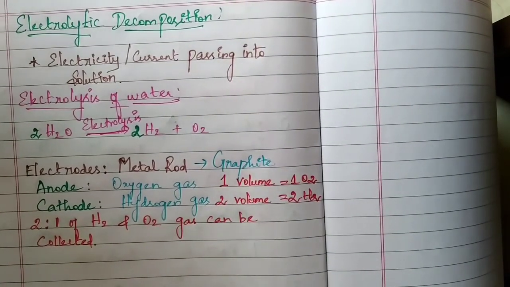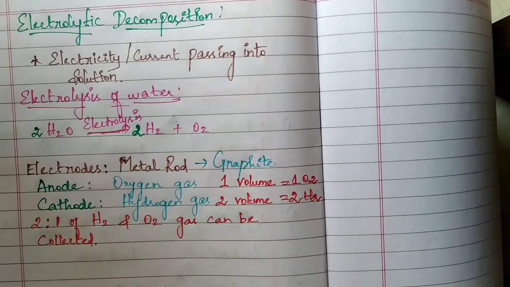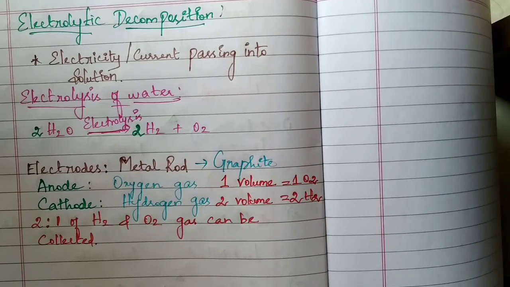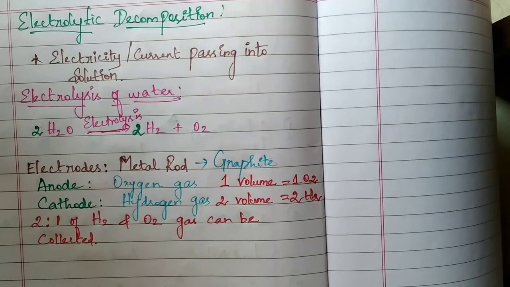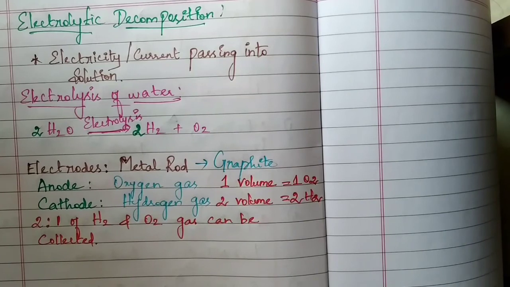Clear, students? It is very important. Which gas is present in which electrode? That is a very important question. And how much amount of gas? Which gas is 2 volumes? That is hydrogen gas. 1 volume means oxygen gas. It is very important, students. So electrolytic decomposition is of water. Many examples are there, but in your textbook, this example is given.